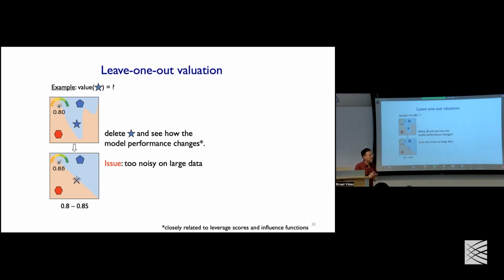Oh, I guess it's hidden here, but it just says that this is related to what people in statistics call leverage score or influence function. This kind of leave-one-out analysis has actually been done before, and it's often called by different names in different communities.